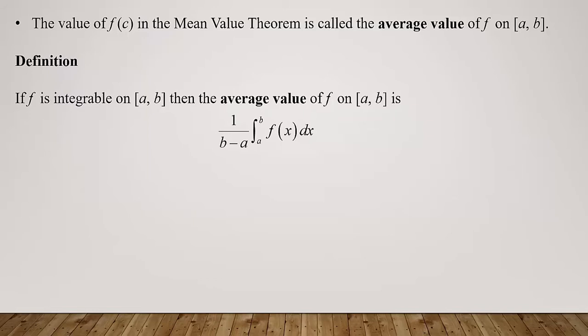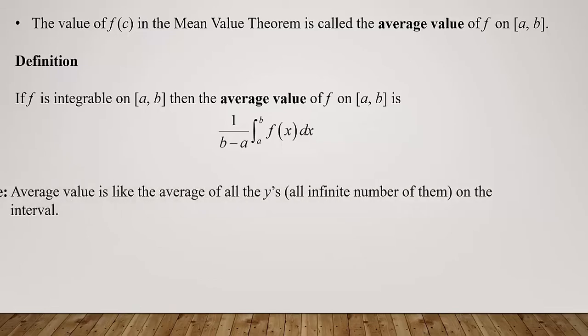So it's kind of like in the mean value theorem, if you solve for f of c, you divide both sides by b minus a, and this is what you get: 1 over b minus a times the integral a to b f of x dx.